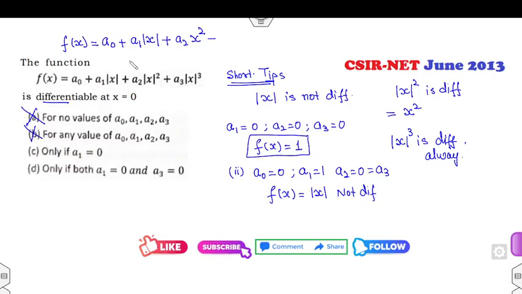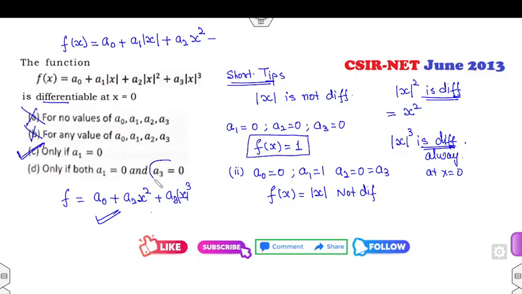Only if a1 is 0. If a1 is 0, then your function will be a naught plus a2 x square plus a3 mod x cube. X square is differentiable, mod x cube is differentiable at x equal to 0, then it is differentiable. Yes, it is satisfied. A3 being 0 is not necessary. So the right answer of this problem is only C.